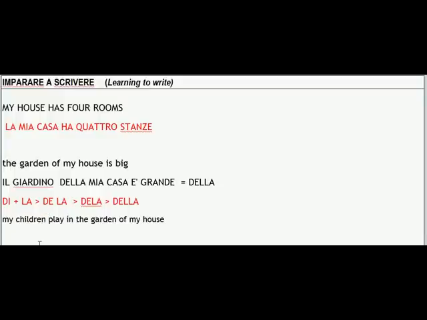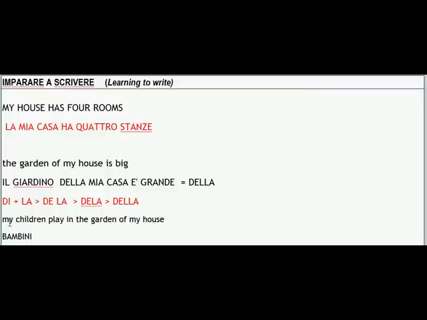What would be the word for child? Let's start with child. Bambino. Bambino, this is the singular form. We need to produce the plural form, and the plural of a masculine word ending with O is I. I'm always using Italian spelling. Bambini.